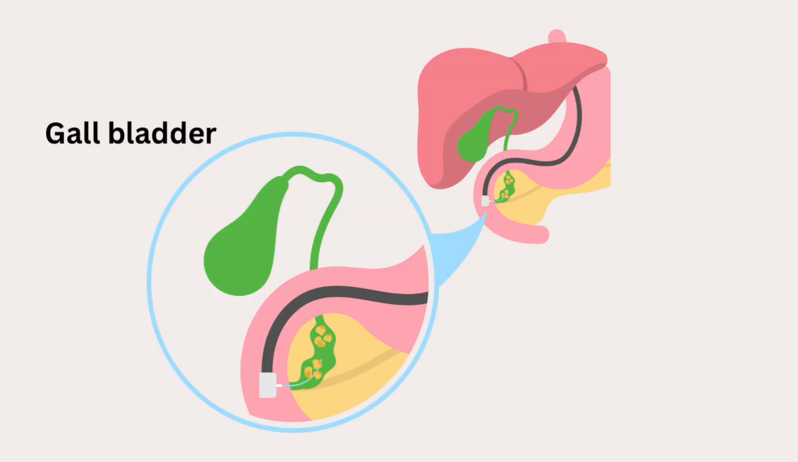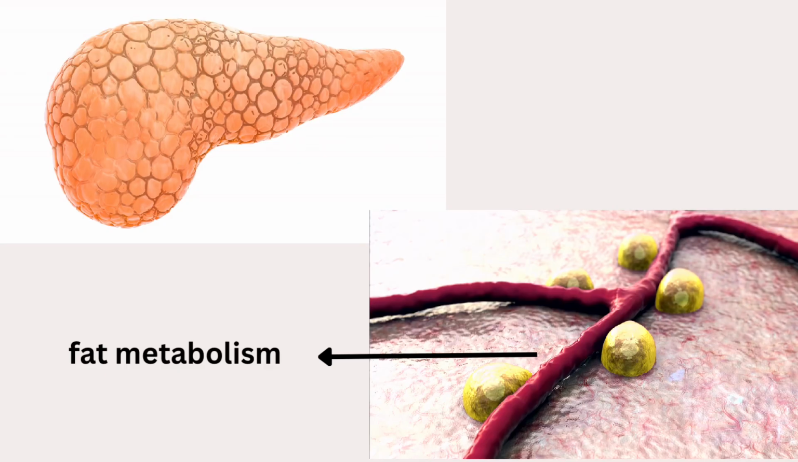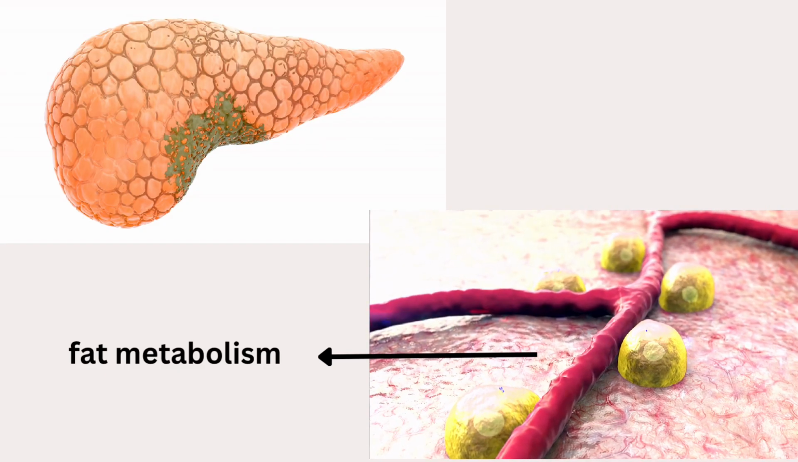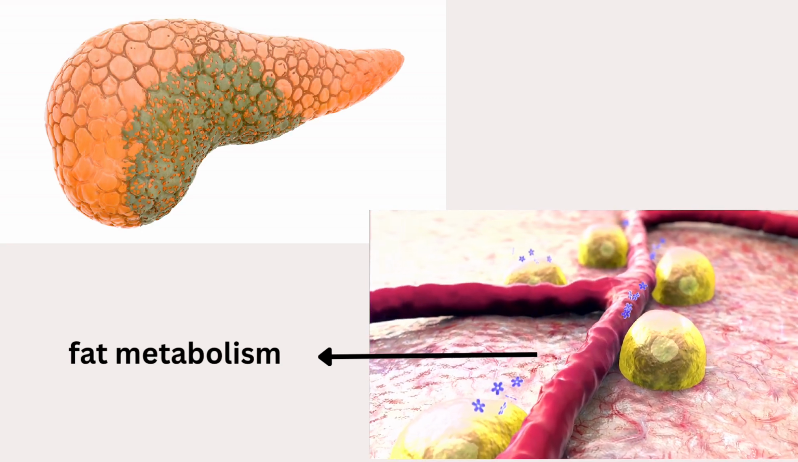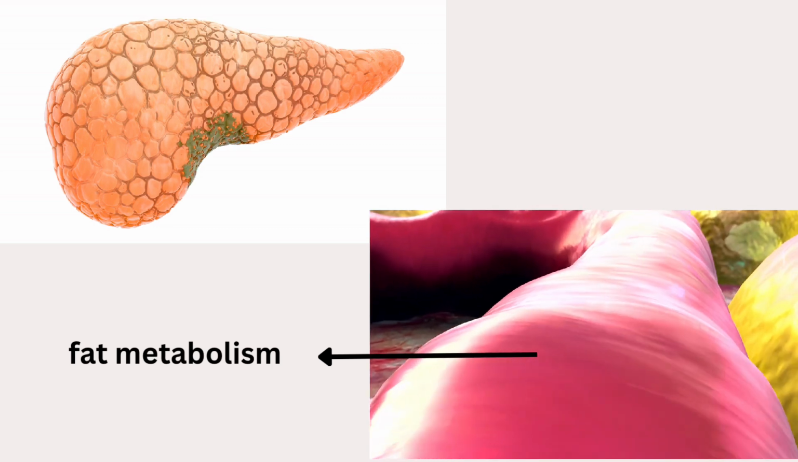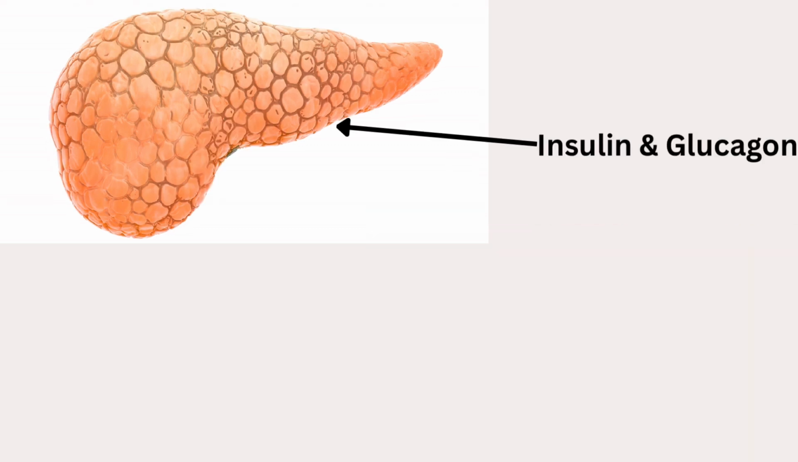Then the gallbladder. The gallbladder is a small pouch under the liver. It stores bile made by the liver and releases it into the small intestine when needed, especially after eating fatty foods. Then the pancreas. The pancreas has two main jobs. It produces digestive enzymes that break down carbohydrates, proteins and fats. Next, it makes insulin, a hormone that controls the blood sugar.